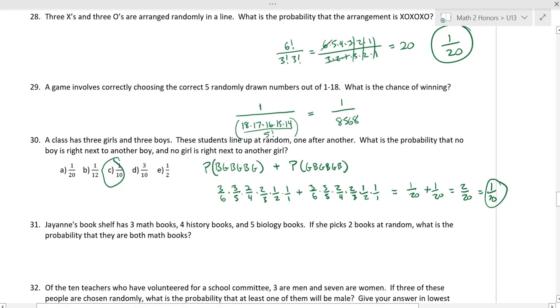31. We have a bookshelf that has 3 math books, 4 history books, 5 biology books. If 2 books are picked at random, what's the probability that they're both math books? All right. So we have 3 math books to pick for the first option out of 12. And then we have 2 math books left out of the 11. And then you just walk through this, divide by 6, and we end up with 1 out of 22.